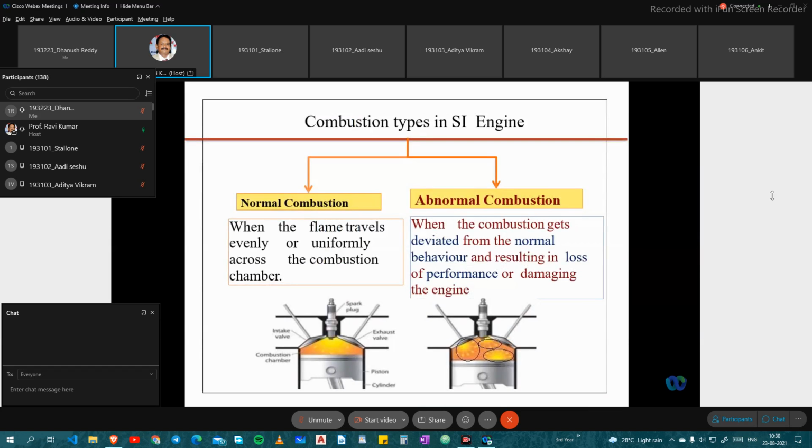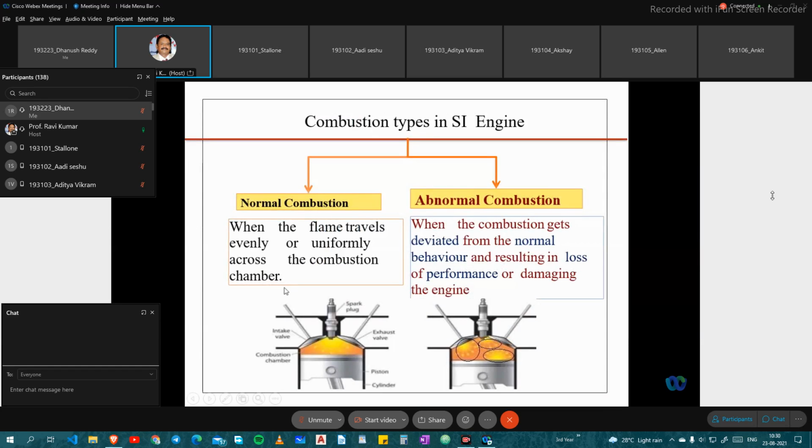And here, how we compare combustion types. Combustion can occur in different modes. In the combustion process, we have normal combustion and abnormal combustion. What happens in normal combustion, and what happens in abnormal combustion? If you compare them, you get two forms: normal combustion and abnormal combustion.